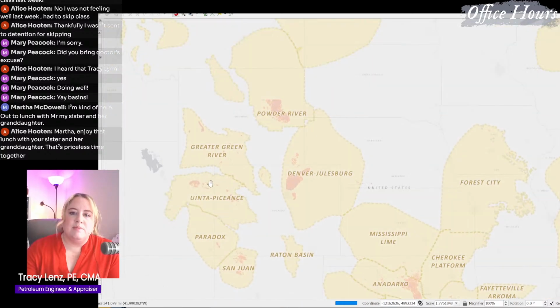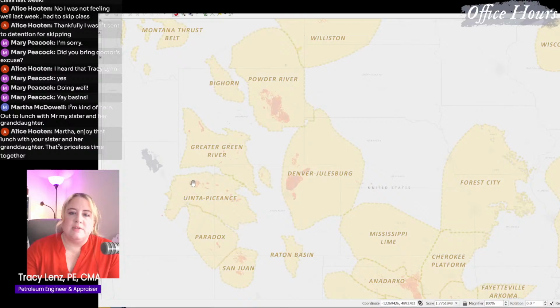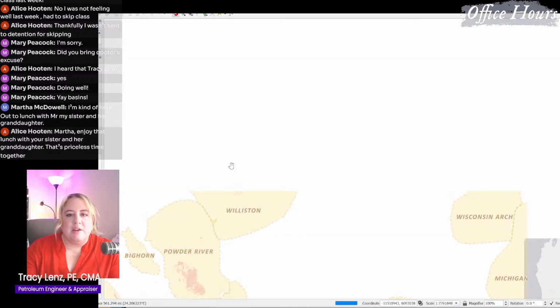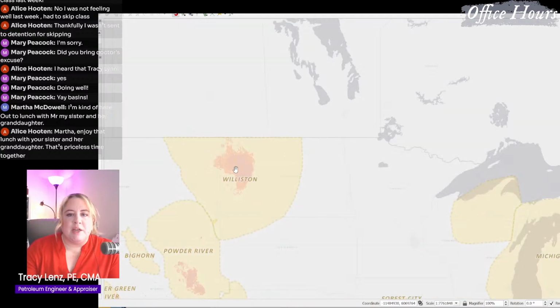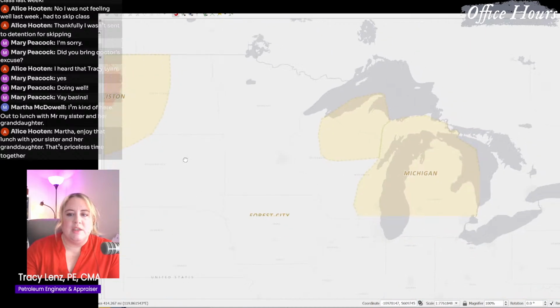You have the Green River and Wasatch in Uinta Piceance. I can't think offhand of the Powder River. I haven't specifically looked at that one lately. I can't remember that one's reservoir name, but up into the Williston Basin, that's where you have your Bakken and Three Forks being laid as a blanket across the basin that's being produced.